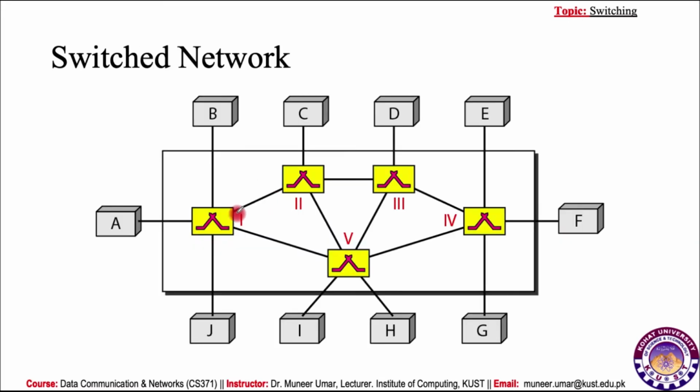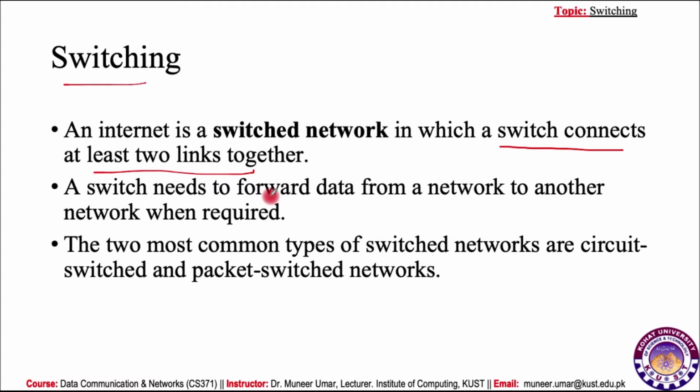If you look into this figure, these switches were connecting two links together to establish a path between A and E. A switch needs to forward data from a network to another network when required. This can also be from one device to another device. The two most common types of switched network are circuit switching and packet switched networks.